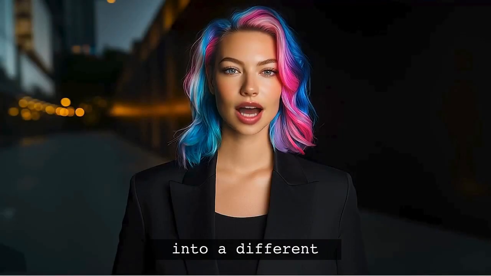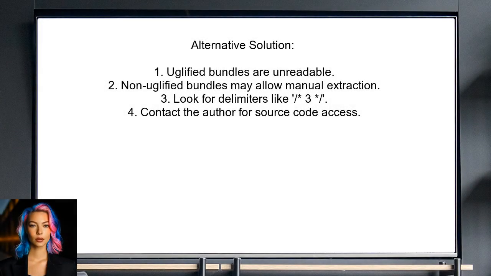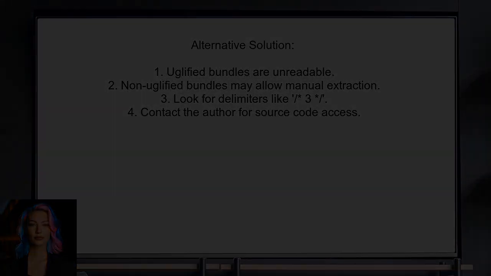Now, let's dive into a different answer from another user. This user explains that if your bundle is uglified, it will be nearly impossible to extract usable code. Uglification is common in production builds, making the code unreadable. However, if the bundle is not uglified, you might manually extract some modules by searching for specific delimiters in the code. They suggest looking for patterns like /3//, which indicate module indices. Still, they recommend contacting the original author of the bundle for access to the source code instead.